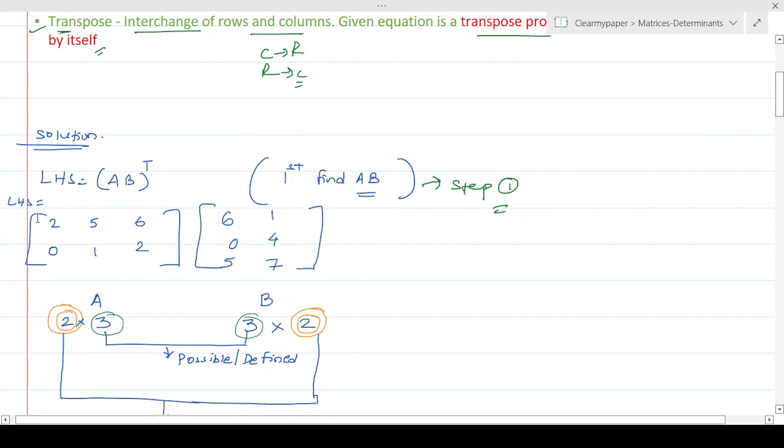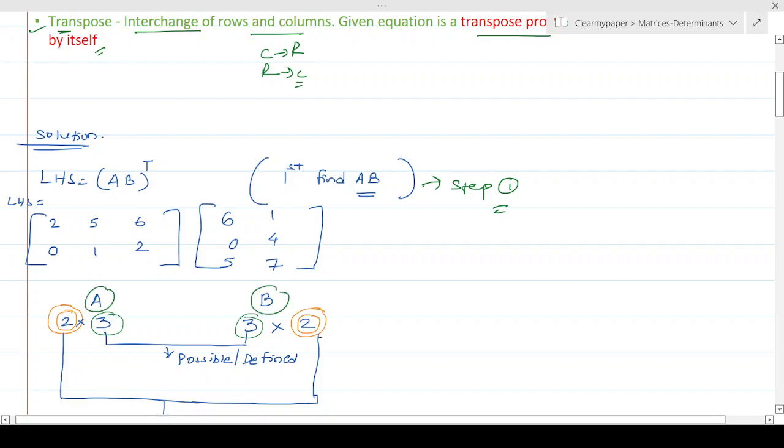I've copied the question. I've doodled the question over here. Our left-hand side is equal to (AB) transpose. First, you have to take the product AB and then you have to transpose it. So that's the first step. What is AB without the transpose? What does it look like? What I've done is I've taken both the matrices. On the left side, you have A. On the right side, you have B.